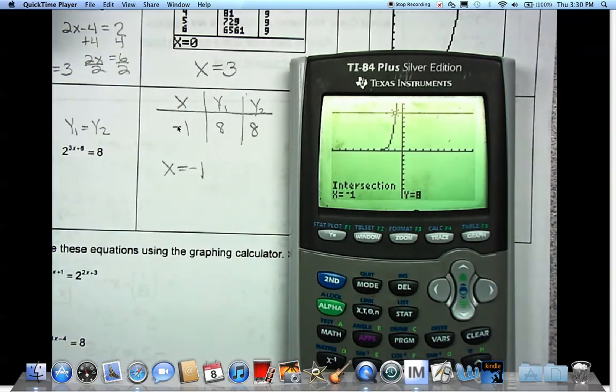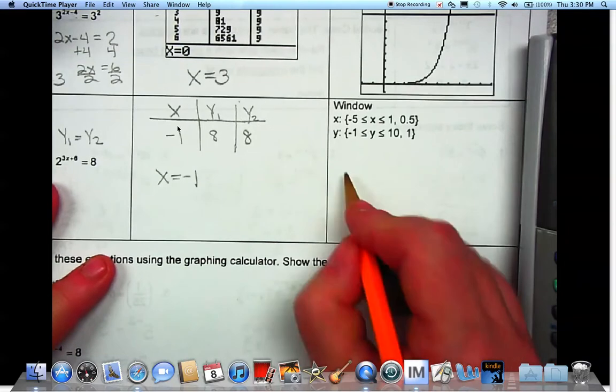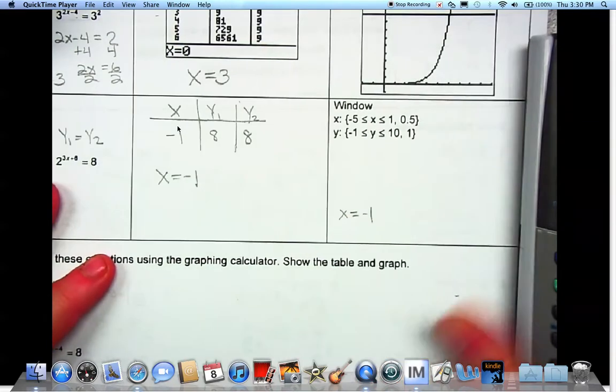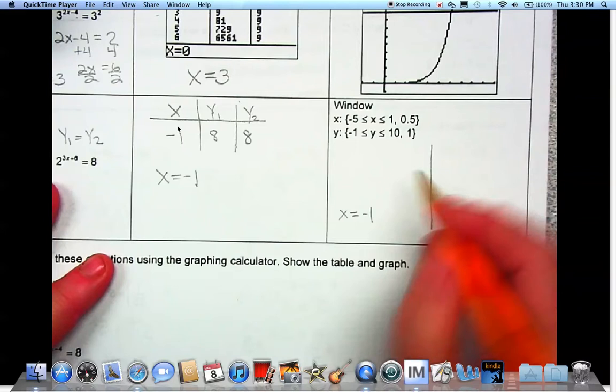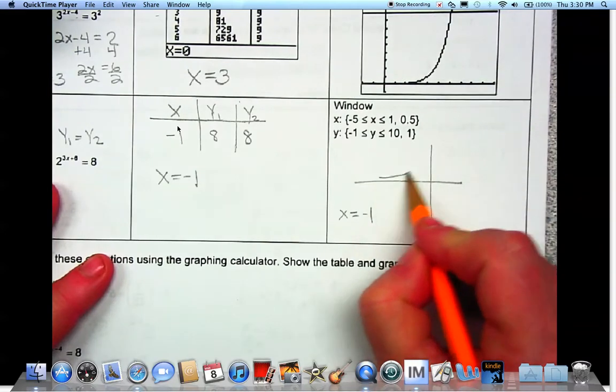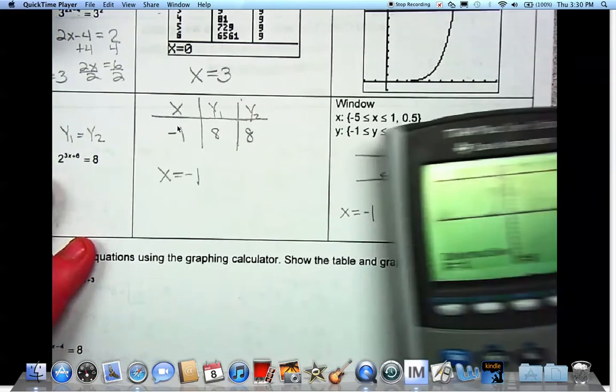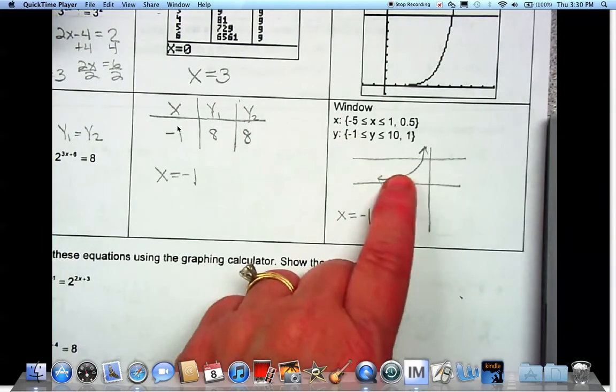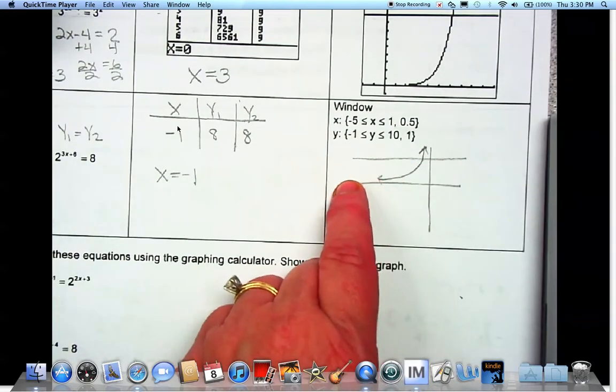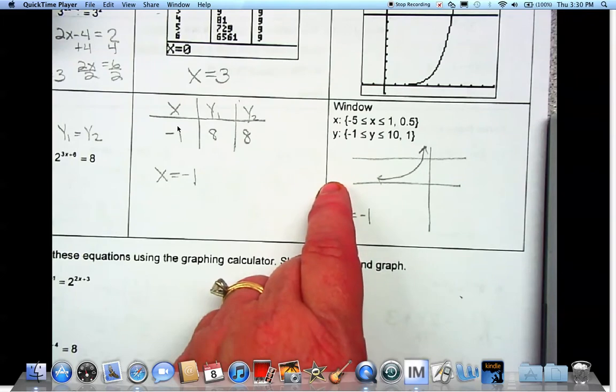-1, 8. So both ways we got x equals -1. And we'll just sketch the graph. It didn't have to be a big deal here. Notice how I put an arrow on the left, because it keeps going. It gets closer and closer to that axis, but it never touches it.